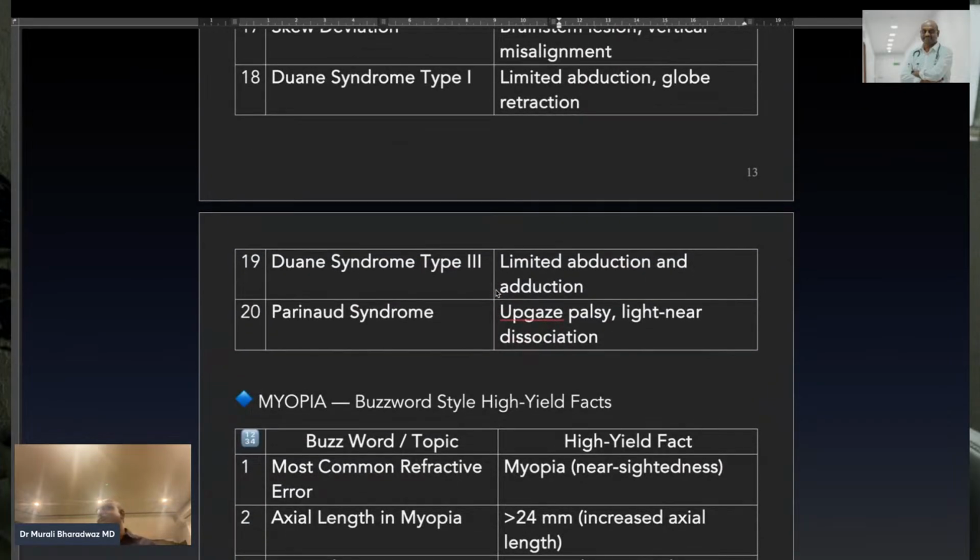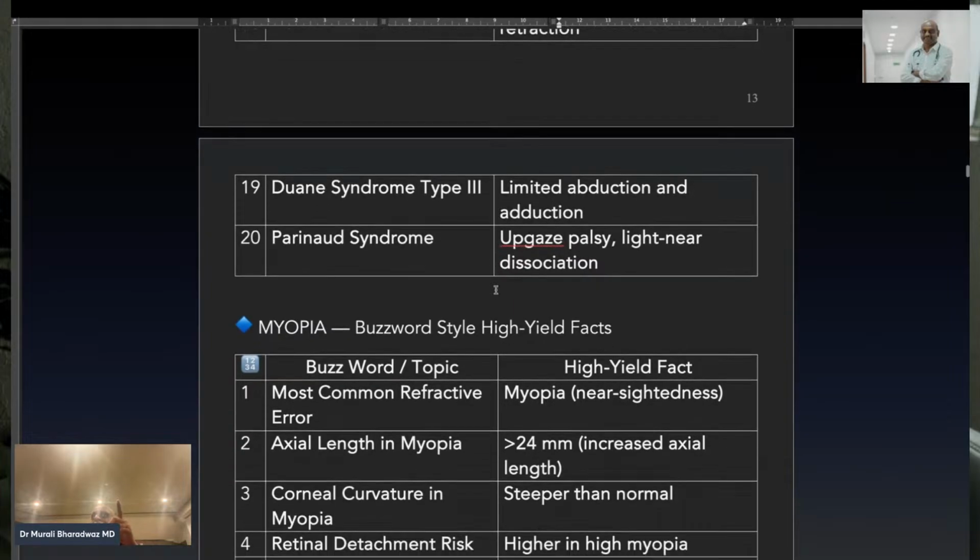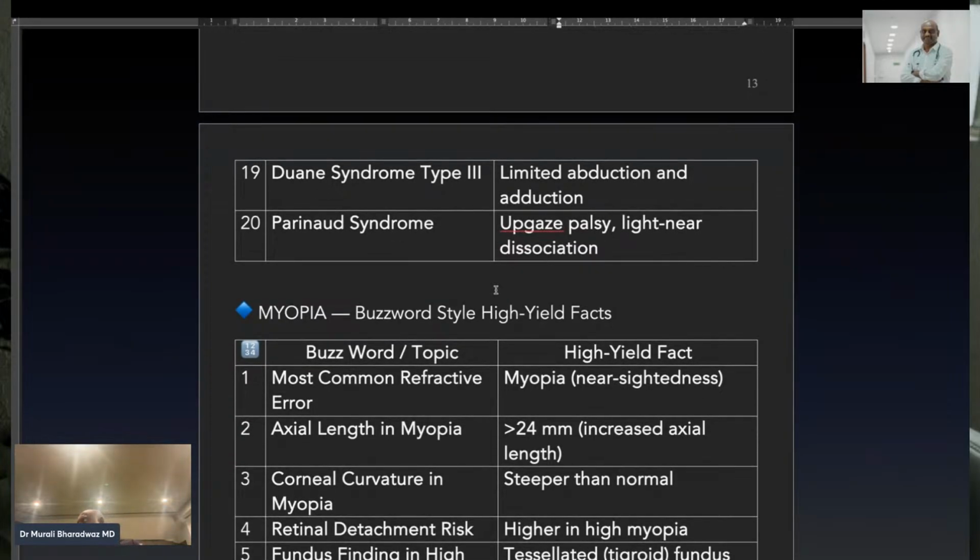Duane syndrome type 1, type 2. Anyway, Duane syndrome ante entandi? Limitation of the abduction of the eye and retraction of the globe. Both abduction and adduction of the globe are affected in type 2. Type 3, adi avasaram ledanta. Idi important, Parinaud, clinically chala sarlu chustaaru.